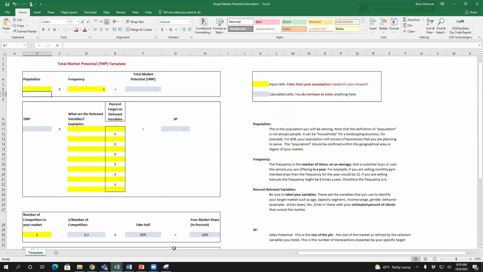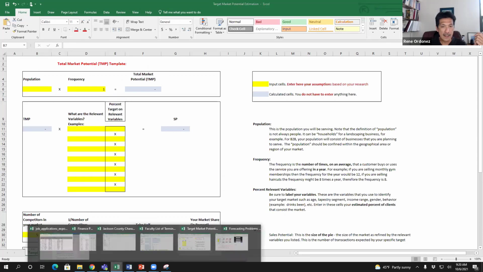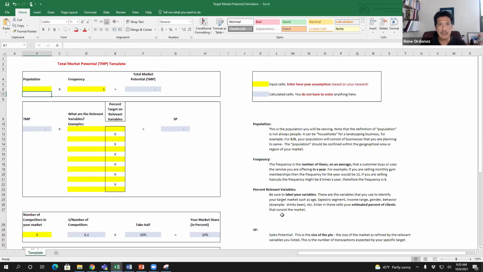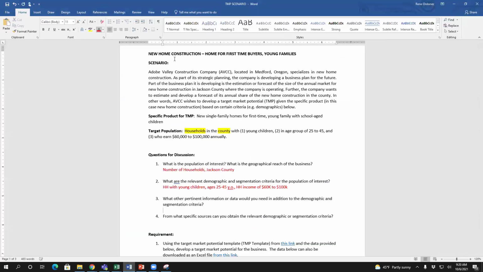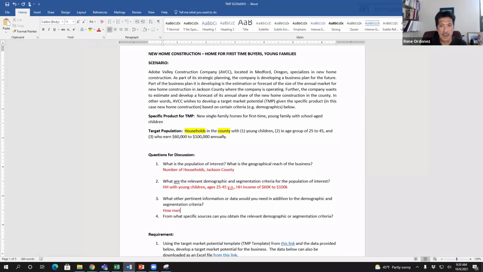Probably how many people are looking for? How many are what? Are looking for a new house? Okay, let's just list that out. How many people or how many households? Households. Yeah, we need to be consistent there. How many households will build new homes this year? Because the TMP is expressed on an annual basis.